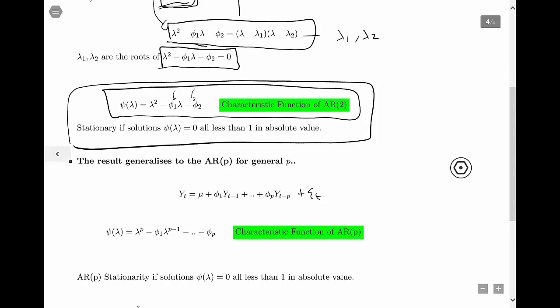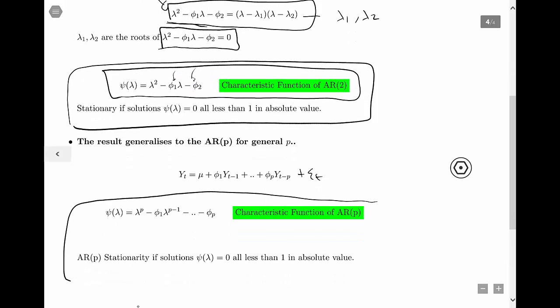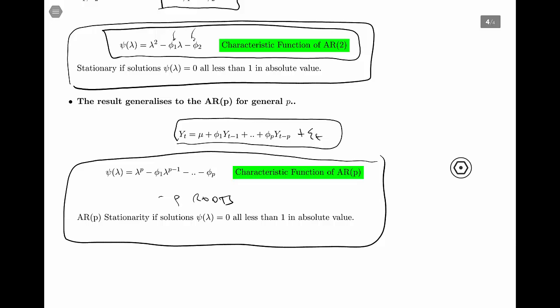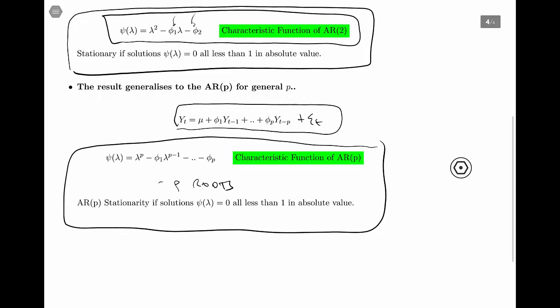Again, we can construct the characteristic function of an AR(p). It's exactly the same form as before. Now we've got p coefficients, and again this will have p roots, and this AR(p) process will be stationary if the roots of this characteristic function are all less than 1 in absolute value. Because all it takes is any one of these roots to be 1 or greater than 1, and the process will be explosive. And we can see for p equals 2, we just get the special case of the characteristic function: lambda squared minus phi1 lambda minus phi2. But this is the general result.